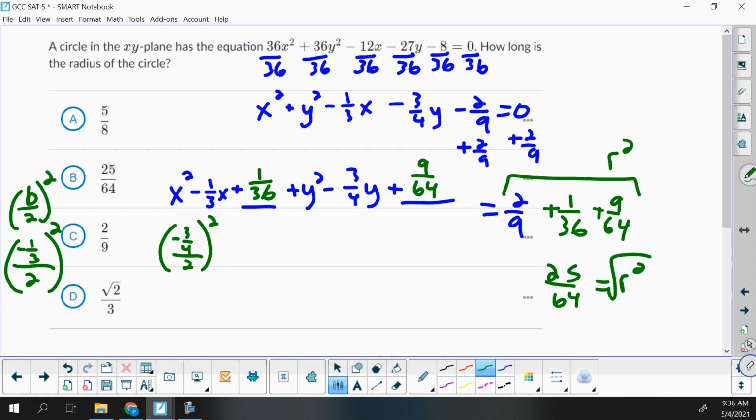So to figure out r, we'll just take the square root. Well, when you take the square root of a fraction, you just take the square root of top and bottom individually. Square root of 25 is just 5. Square root of 64 is just 8. So we get 5/8 for our radius.